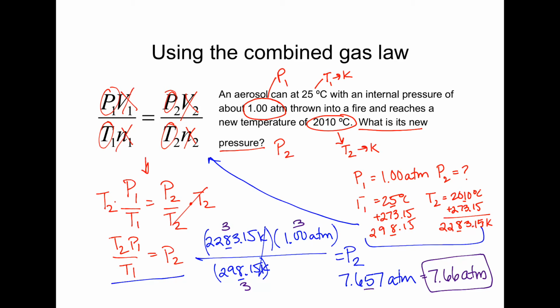Now, I do like to always think about the problems after I finish them, like, does my answer make sense? And what I saw here is that the temperature increased drastically from 25 to 2,000 degrees. And I'm looking for what's going to happen to the pressure there. So if the temperature increases, it makes sense to me that the pressure would also increase. That's technically called Gay-Lussac's law, and it's not one that we specifically talked about, but it's one that we can use the combined gas law for. But they are directly proportional. So as the temperature increases, the pressure is also going to increase. So it makes sense to me that my pressure went from 1 atmosphere all the way to 7 atmospheres.